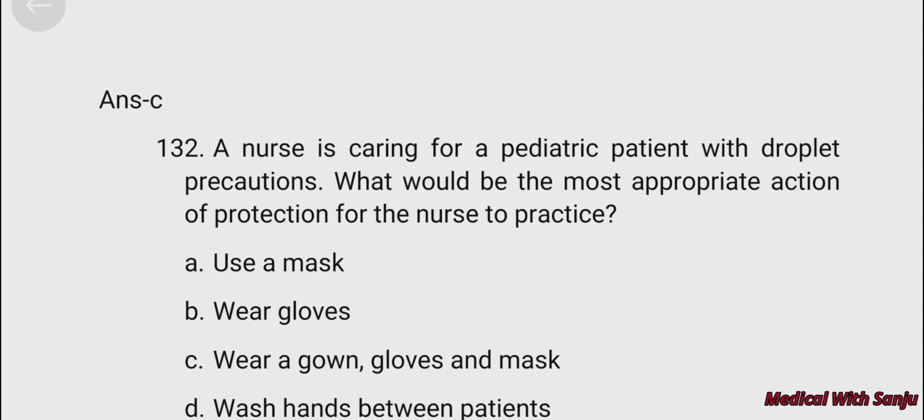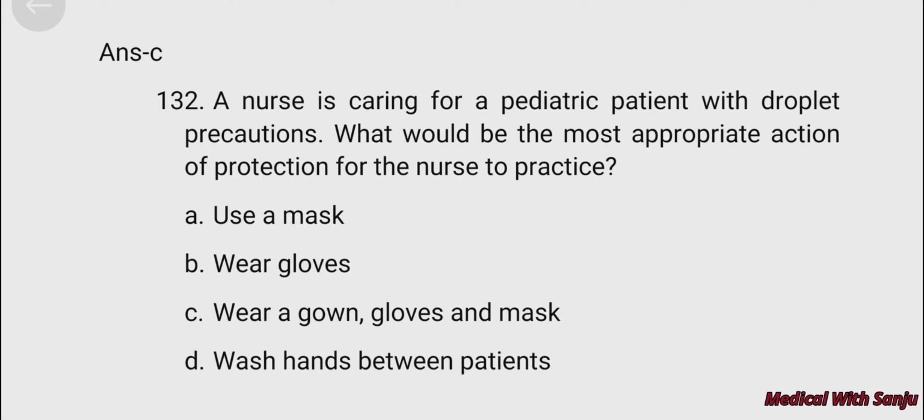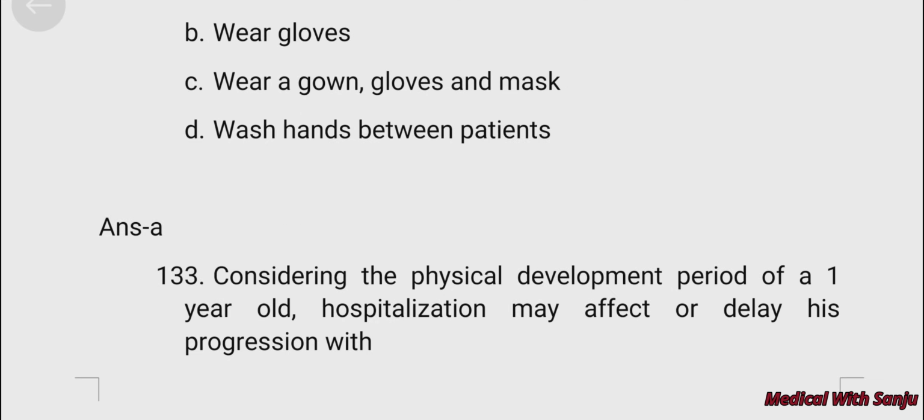Question 132. A nurse is caring for a pediatric patient with a droplet precaution. What would be the most appropriate action of protection for the nurse to practice? Option A, use a mask; option B, wear gloves; option C, wear a gown, gloves and mask; option D, wash hands between patients. The right answer is option A, use a mask. The use of a mask is necessary when a client has a droplet precaution.